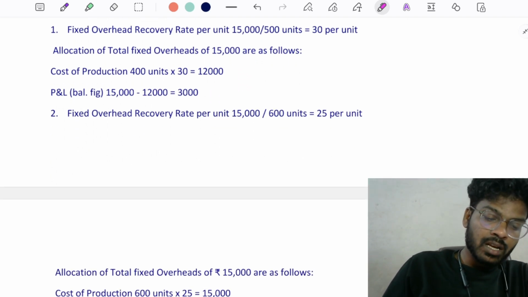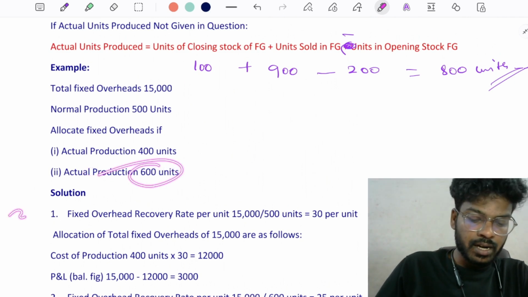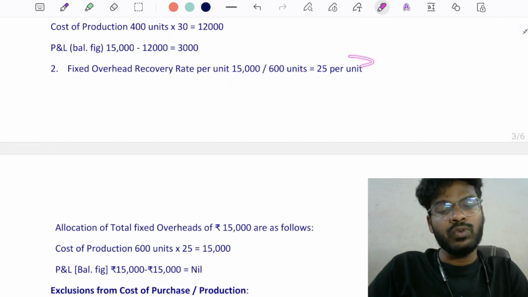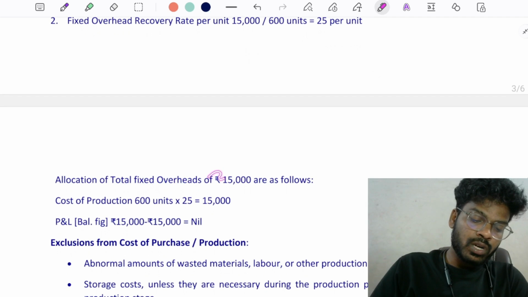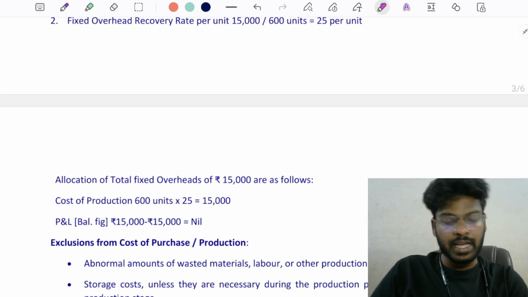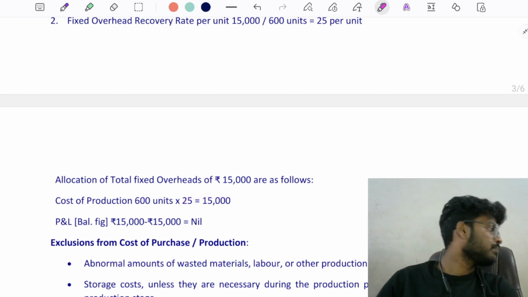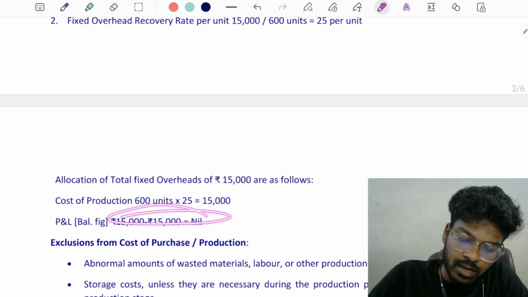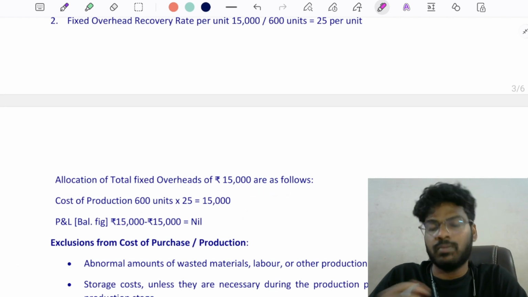Next, the higher value is actual production units, that is 600. So 15,000 divided by 600 units will give you 25 per unit. Allocation of total fixed overhead of 15,000 is as follows. Cost of production 600 into 25 is 15,000. Total fixed overheads are allocated to cost of production. The balance is nil. So there is no unabsorbed overhead. All overheads are absorbed into cost of production.